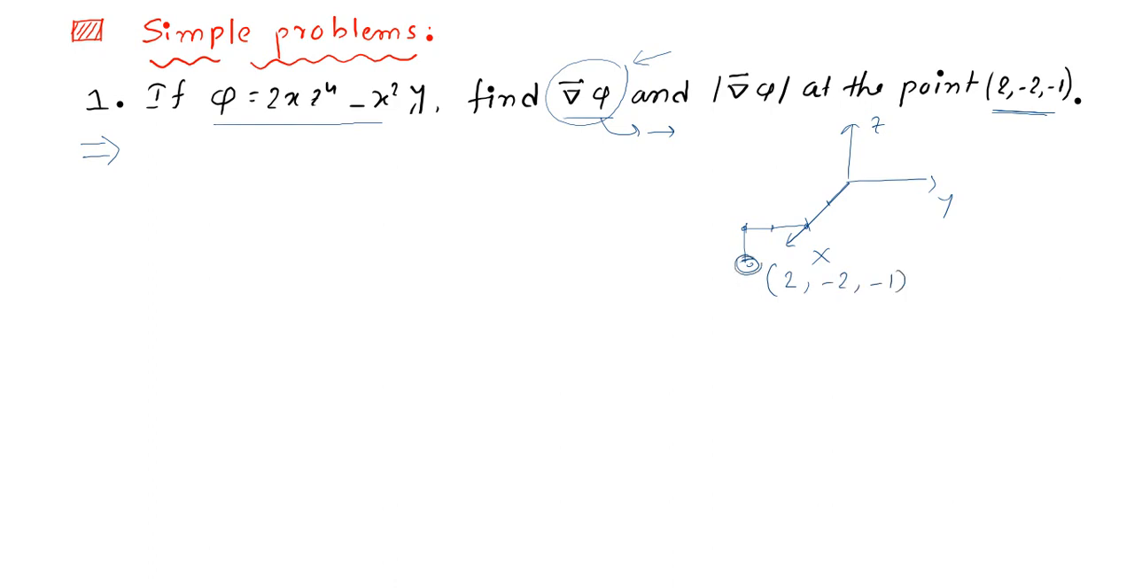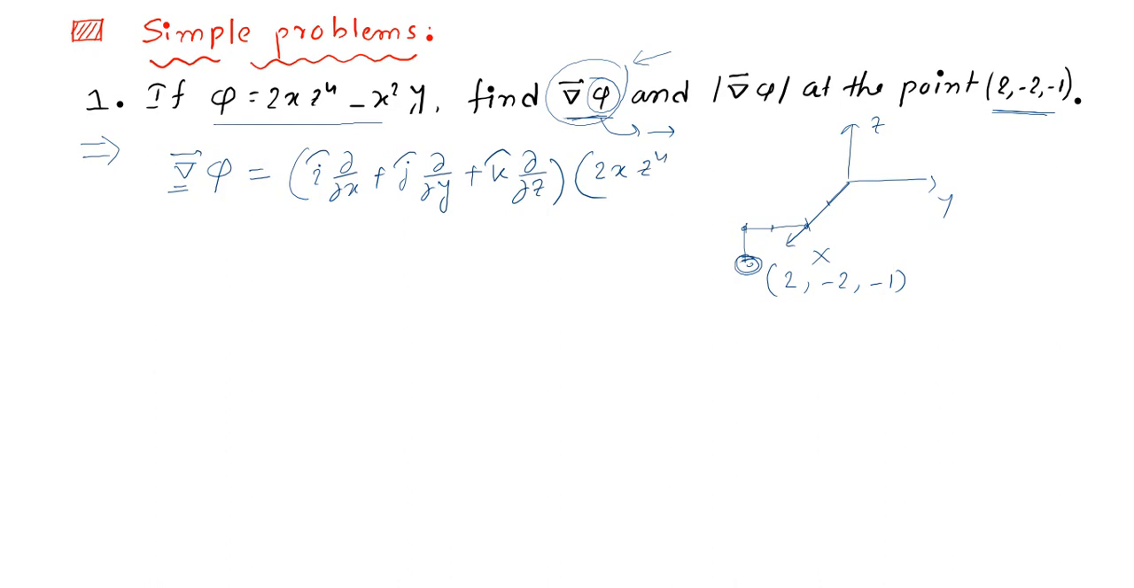At that point, along which direction this phi is changing rapidly, this is the meaning of the gradient of a scalar function. So mathematically it is very easy. We need to solve this gradient of phi. So gradient, first write down the expression of nabla: i cap del del x plus j cap del del y plus k cap del del z, which will be operated on the given function 2x z to the power 4 minus x square y, okay.